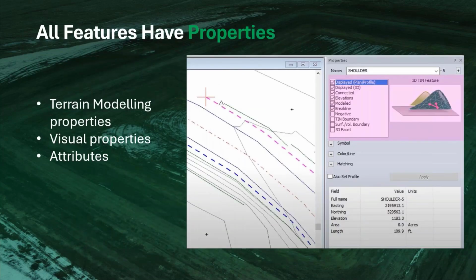Break lines are one type of feature property, and this is the other big piece that we're going to focus on in this first half of the webinar: these different feature properties. You can see them in the feature properties panel. There's a whole bunch. These can be different types of terrain modeling properties, visual properties, as well as attributes. And we can set and control the properties in order to control how the feature behaves, essentially.